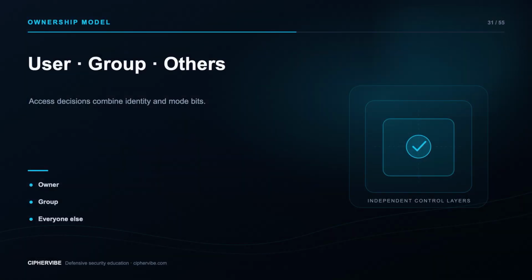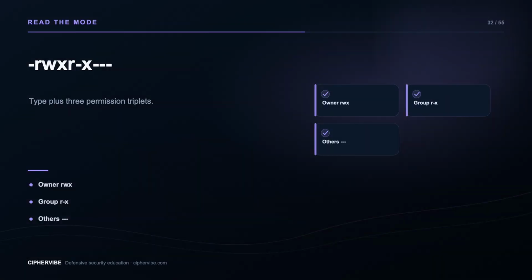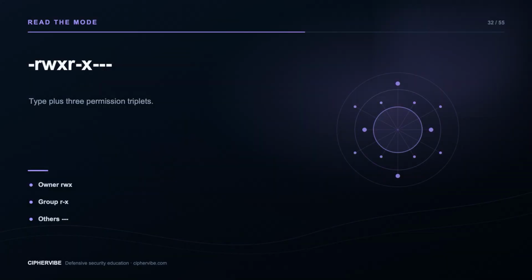Linux file permissions distinguish the owner, members of the file's group, and everyone else. Read, write, and execute mean different things for files and directories. Directory execute means the ability to traverse or search it. In a long listing, the first character indicates file type, followed by owner, group, and other permission triplets. Read the triplets left to right. Do not treat permissions as a mysterious 3-digit number.